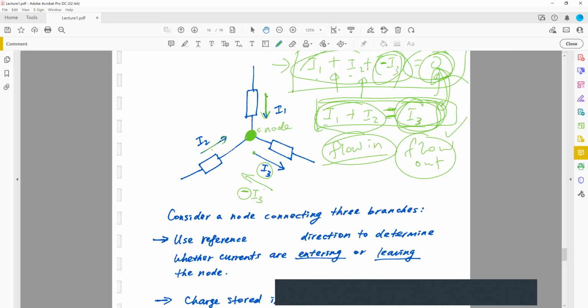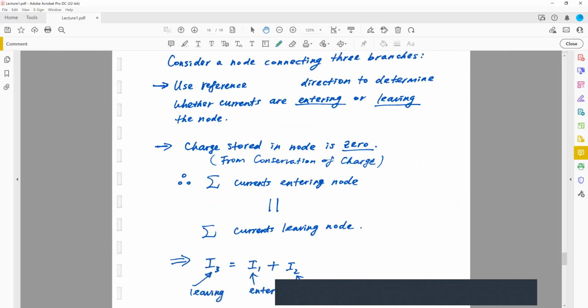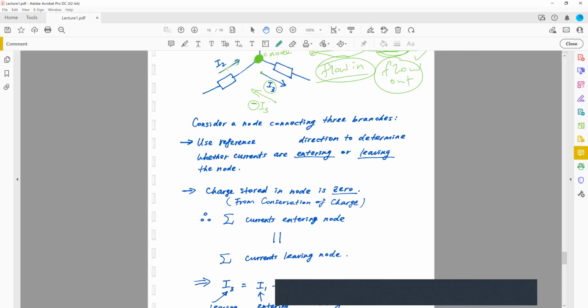Again, if I use the second equation, all I'm saying here is the sum of the current entering the node has to be the sum of the current leaving the node. That's all I'm saying, right? One flows in, the other one flows out. So I3 in this case is leaving the node, while I1 and I2 are entering the node.